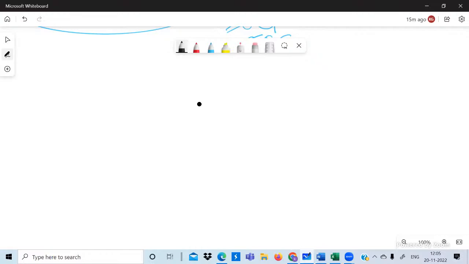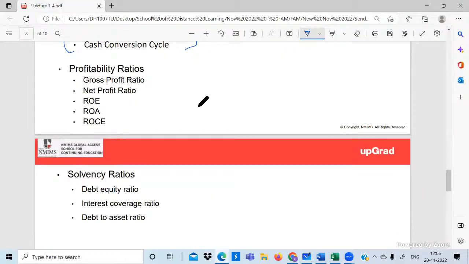Okay, so let's resume. Let's look at the next set of ratios, which is basically nothing but your profitability ratios. Now, in profitability ratios, there are various ratios that we'll be looking at. We'll be looking at these 5 ratios, which is your gross profit ratio, net profit ratio, return on equity, return on asset, and return on capital employed. So let's look at the first one, which is your gross profit ratio.